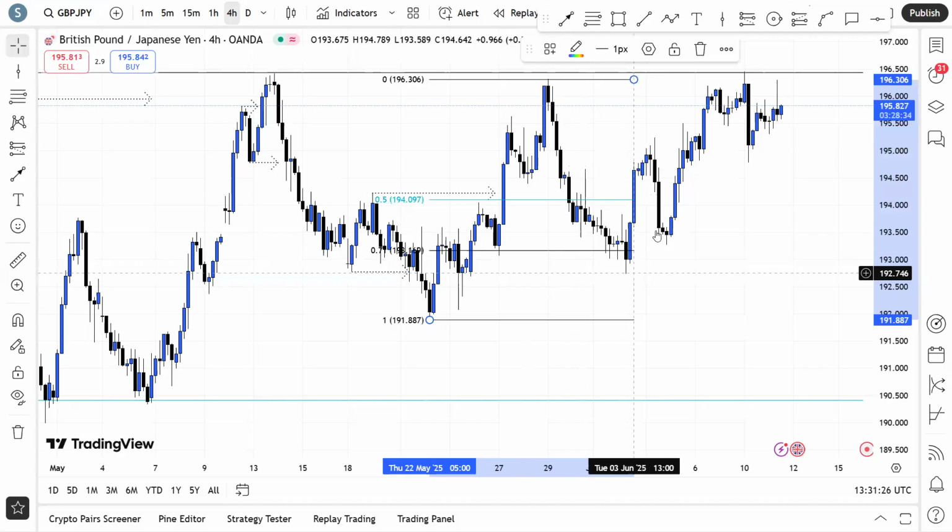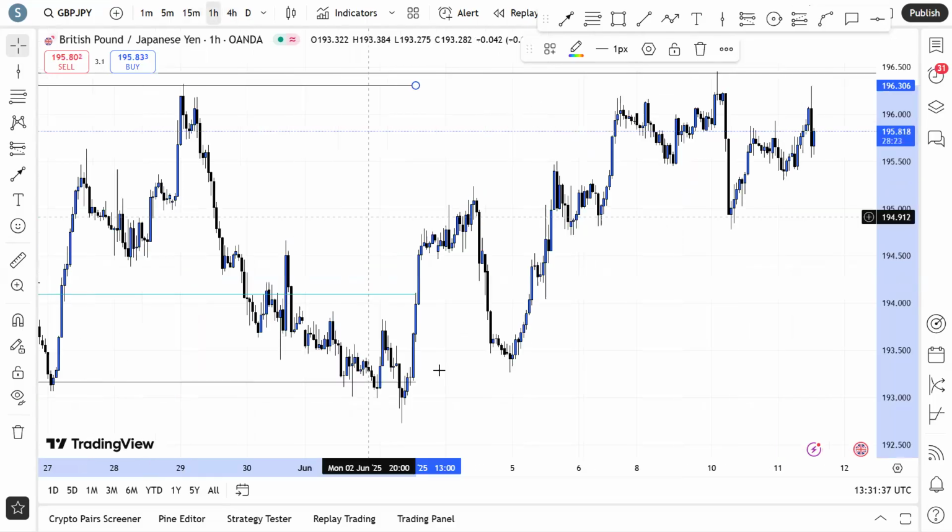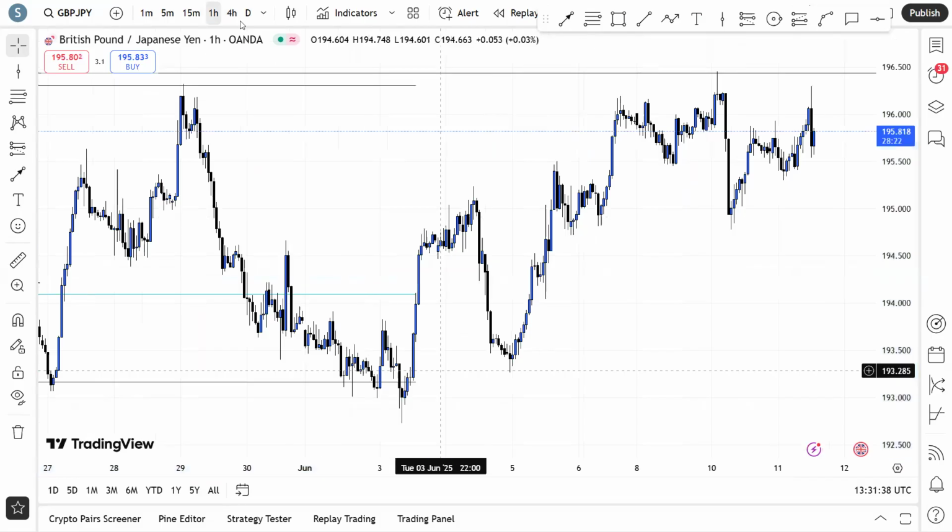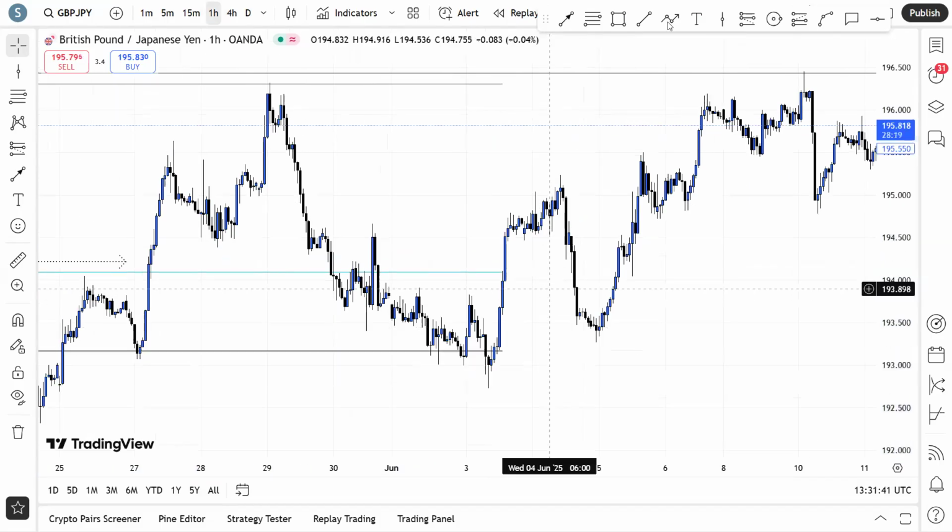Then what did it do? It went back up. You see, this is simple. Then you take your entries on a 1 hour time frame. Here's another example of an entry.